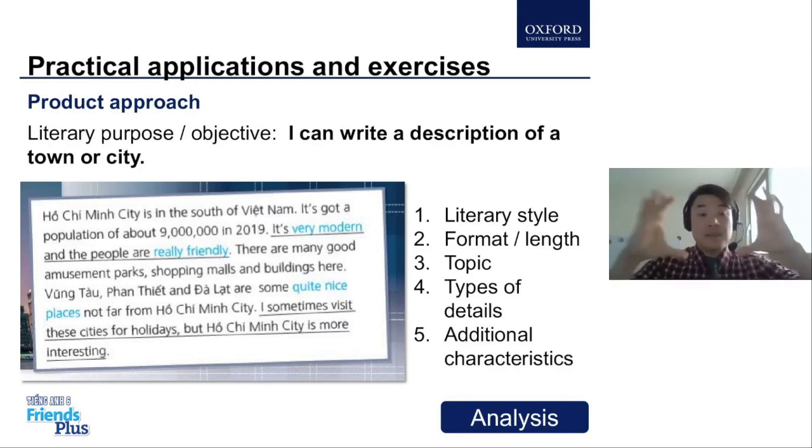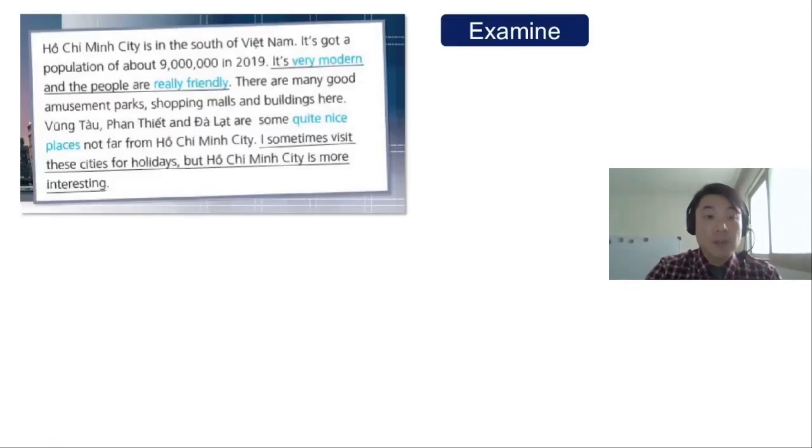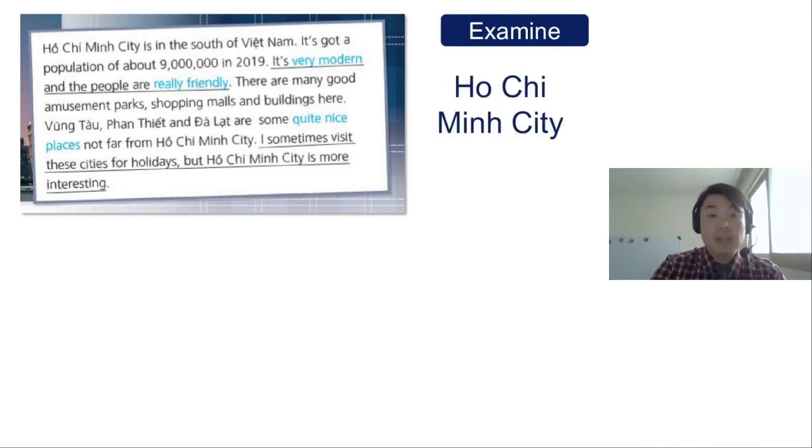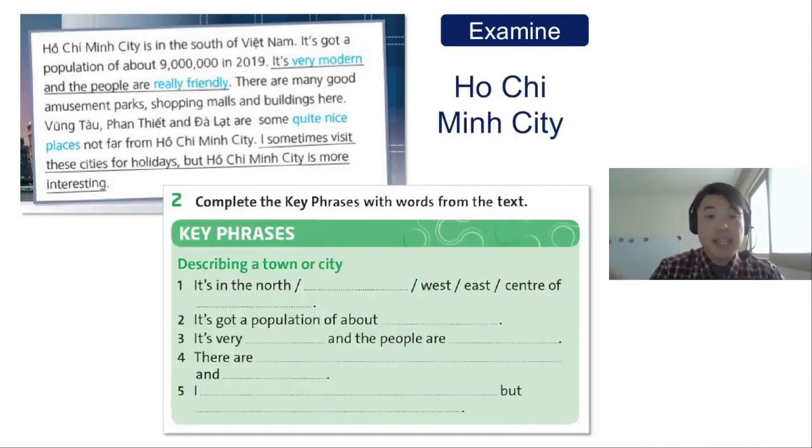So looking at this very first paragraph, as teachers, after we understand our topic and our goals, we're going to analyze this paragraph with our students. So let's take a look at how to analyze this part. We're going to examine it. And of course, our topic is Ho Chi Minh City.